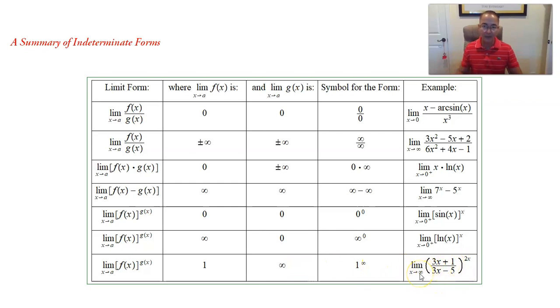As x goes to infinity, we know (3x plus 1) over (3x minus 5) is approaching 1. If you don't believe me, do L'Hopital's rule. That's an infinity over infinity form. Derivatives are just 3 over 3, which is 1. Ta-da! So the base is approaching 1. The exponent is 2x, so it is also approaching infinity. So we have a 1 to the infinity form.